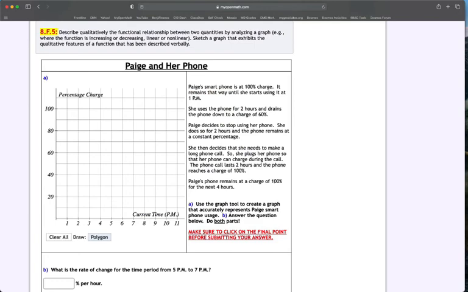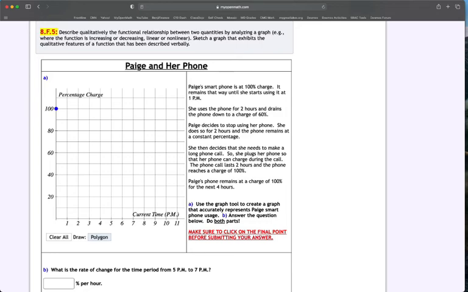In this standard 8.F.5, where we are describing qualitatively the functional relationship between two quantities by analyzing a graph, there are times in this standard where you actually have to sketch a graph that has to do with those things. So that's exactly what we're doing in this problem. So if we start by reading the problem, this problem is comparing Paige and her phone, the percentage charge to the current time. So the problem starts off with Paige's smartphone is at 100%. And we're looking at this part of the problem right here.